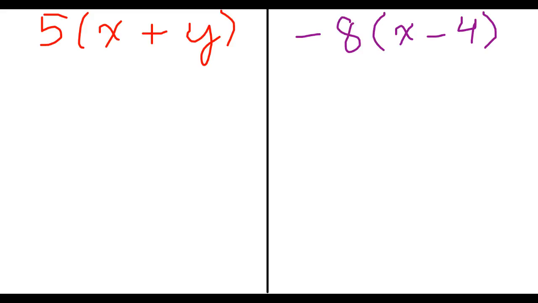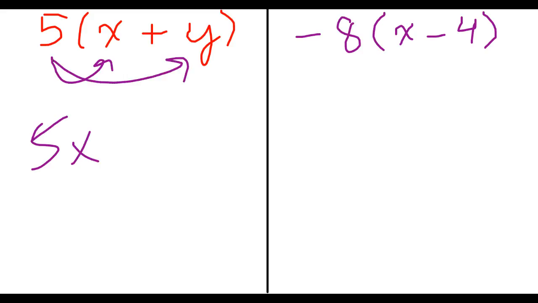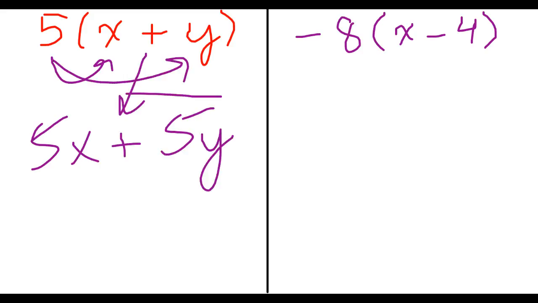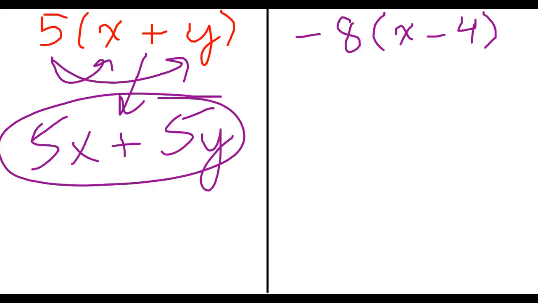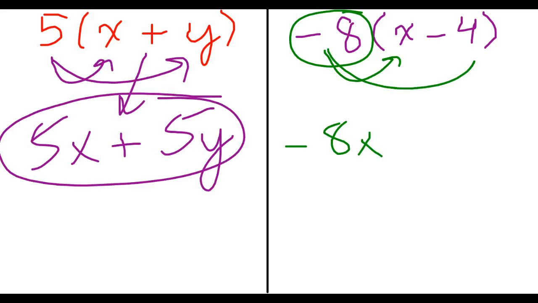So on the left, we have 5 being multiplied by x, 5 being multiplied by y, and the addition sign just drops in between. So we have 5x plus 5y. And then finally, on the one to the right, we have negative 8 that's being multiplied here. So negative 8 times x is negative 8x. Negative 8 times 4 is negative 32, and then the subtraction sign drops down.